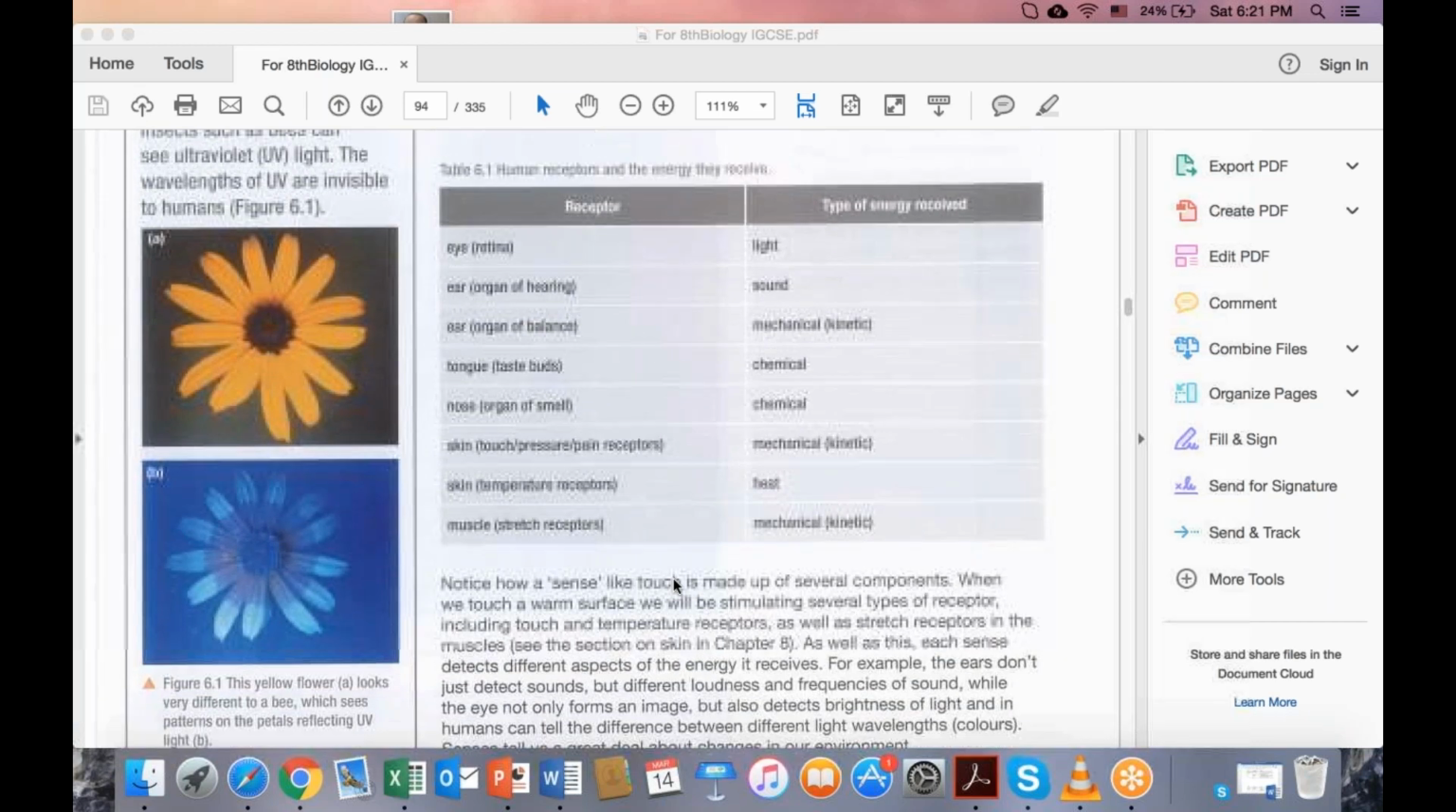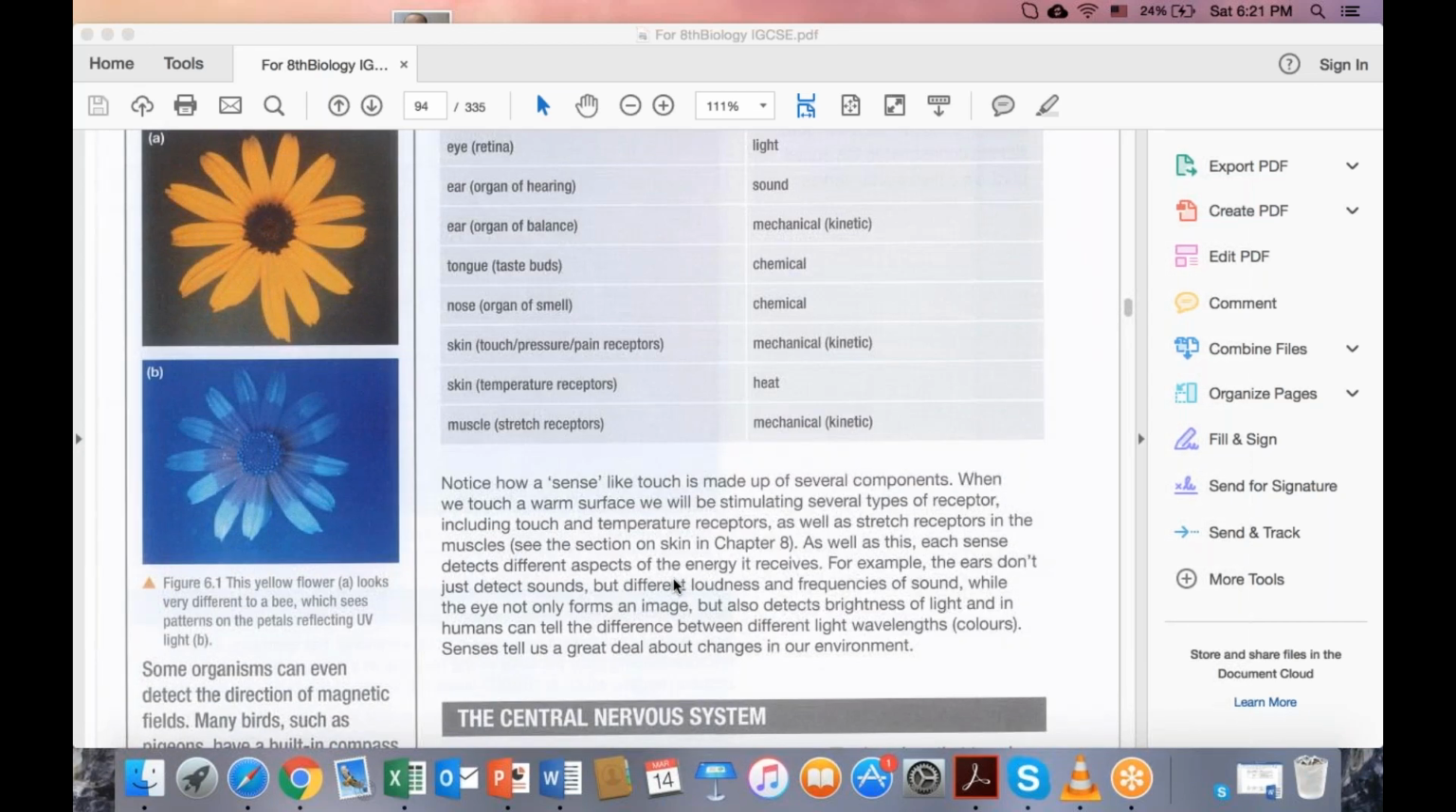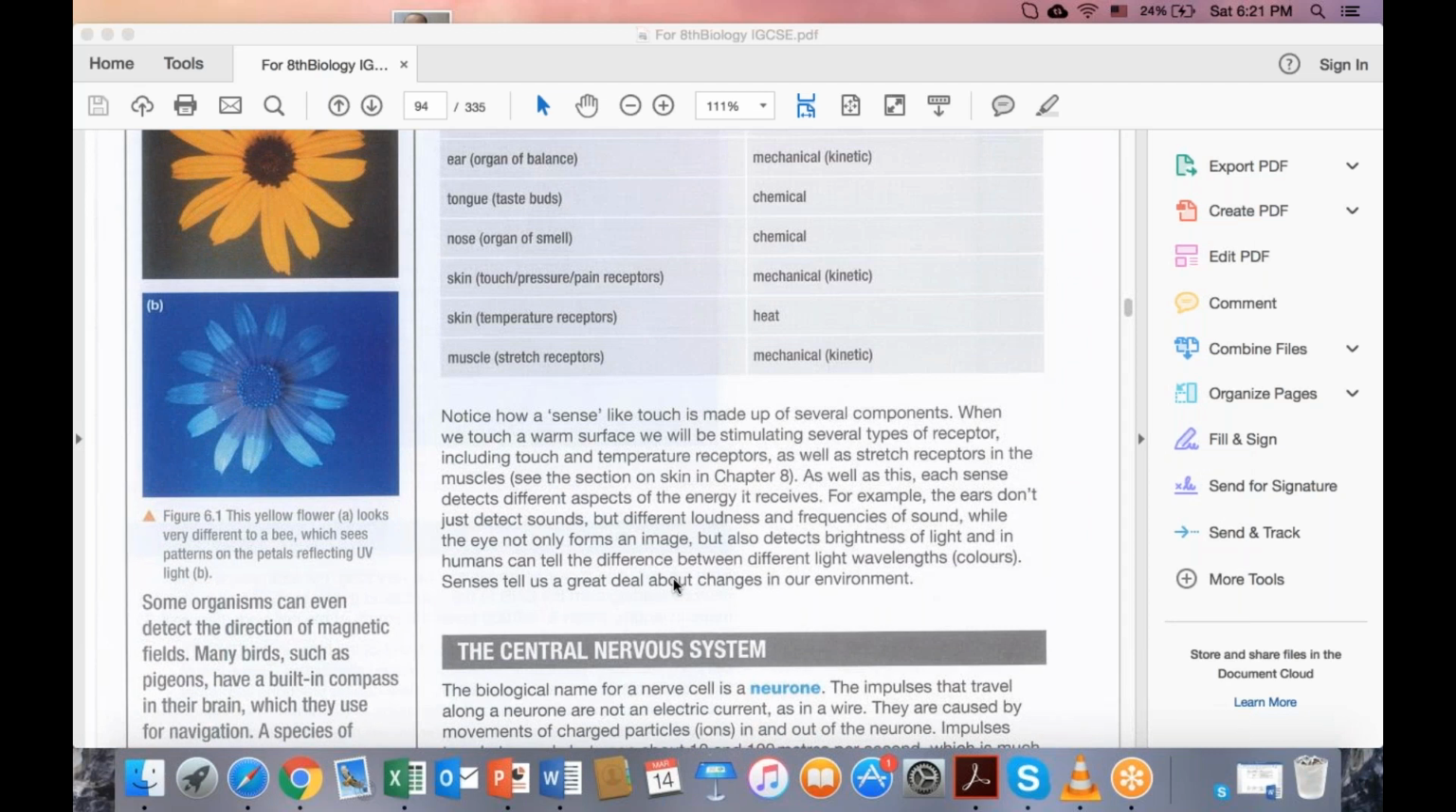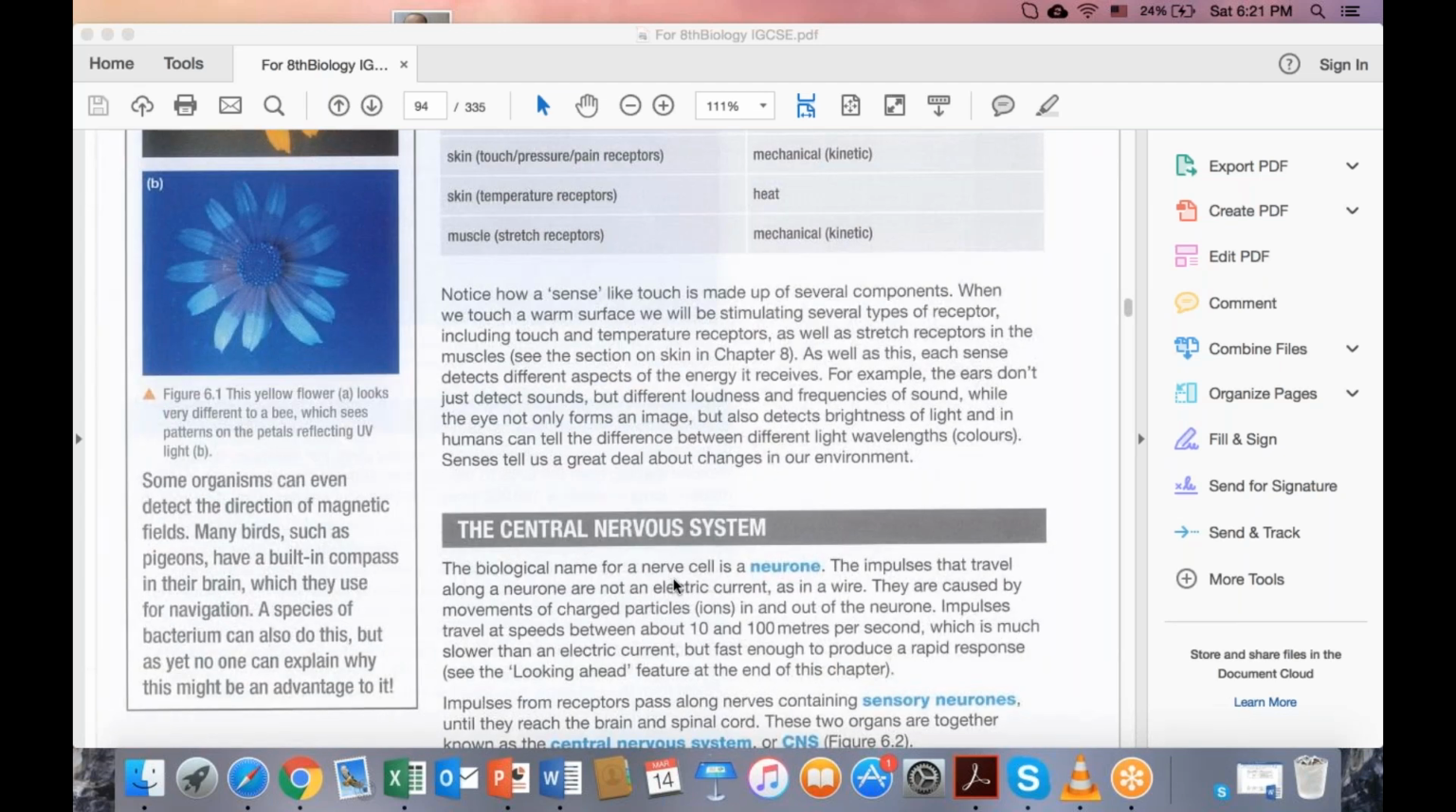And then, dear friends, we need to know that, in general, to sum up, we have two types of nervous system. One is called the central nervous system, and the other is called the peripheral nervous system.